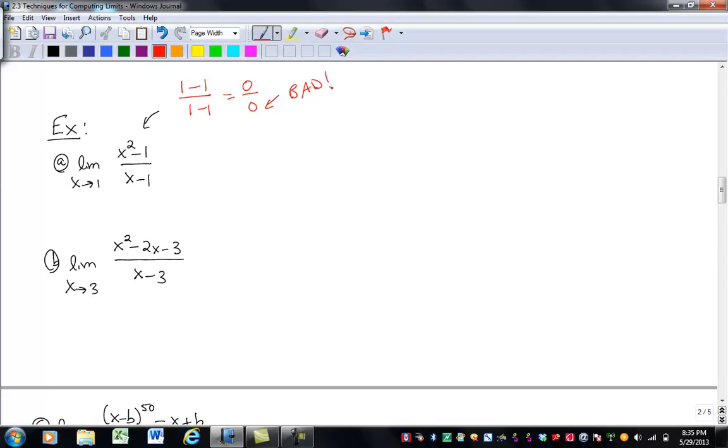So I can't just plug in. Plugging in does not work for this problem as it stands. But I can simplify this, and I can simplify it by factoring. I really can't simplify the fraction itself. It's just one single fraction.